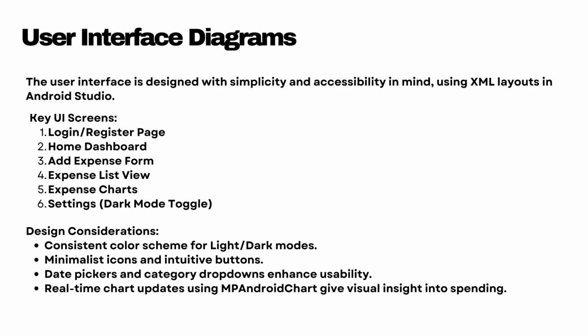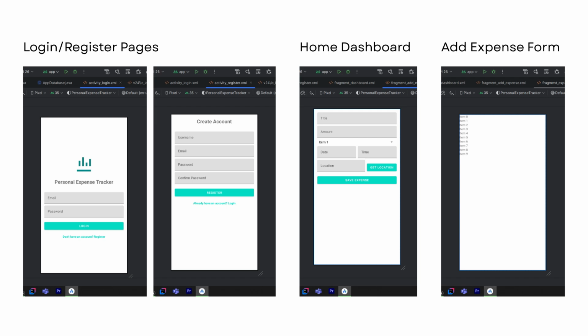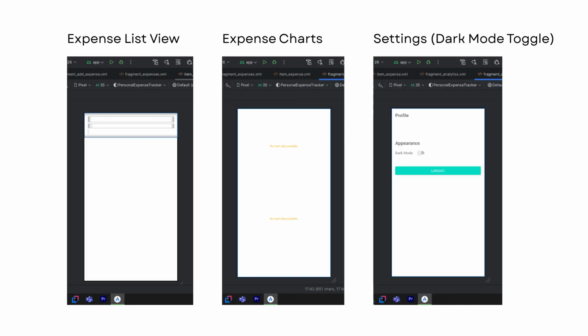User interface diagram. Our interface delivers financial clarity through six purpose-built screens. First is a streamlined login and register page with instant validation. Second is the dashboard with spending snapshots and quick actions. Third, expense form featuring smart inputs like date pickers and category dropdowns. Fourth, filterable expense list with visual category markers.